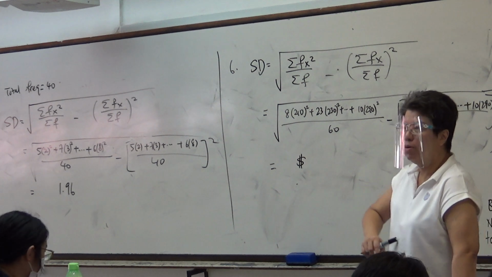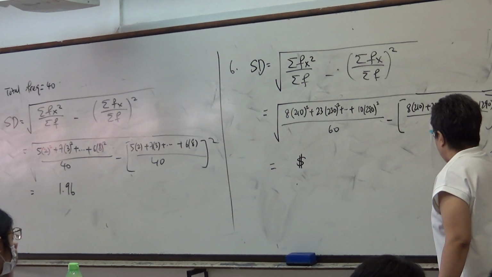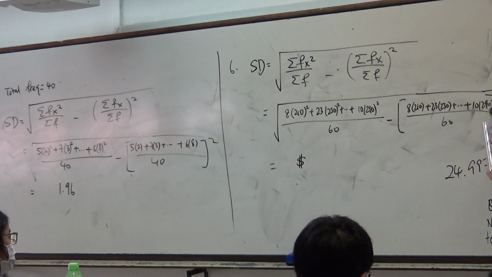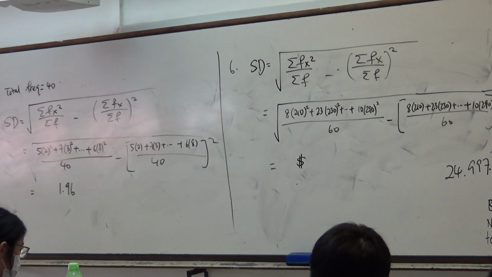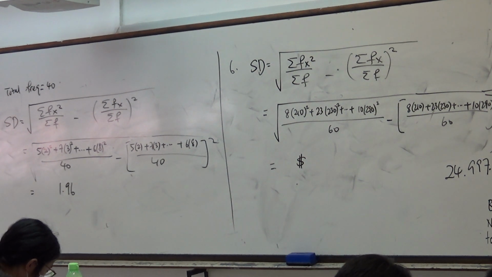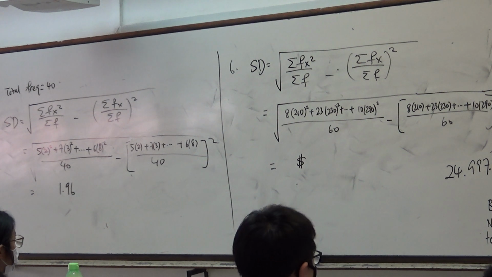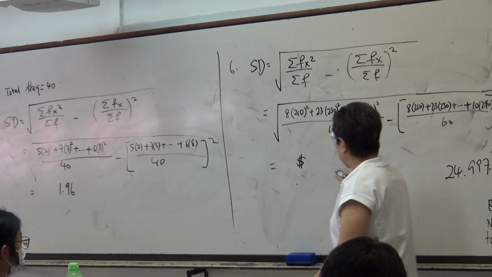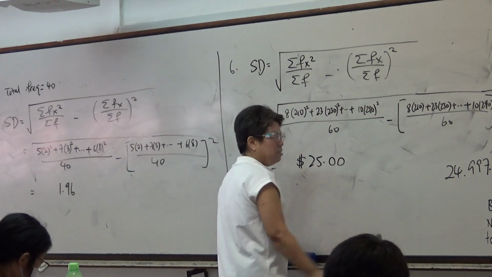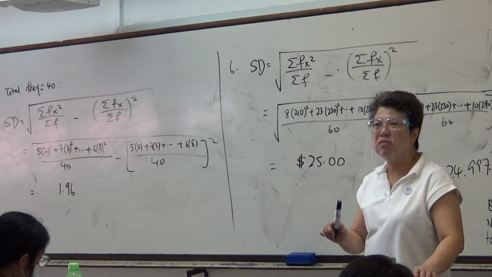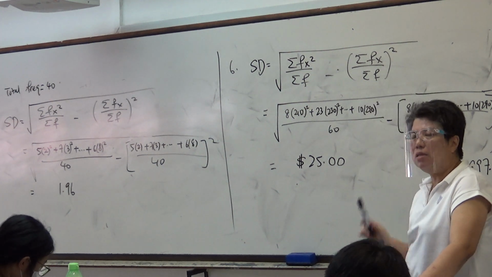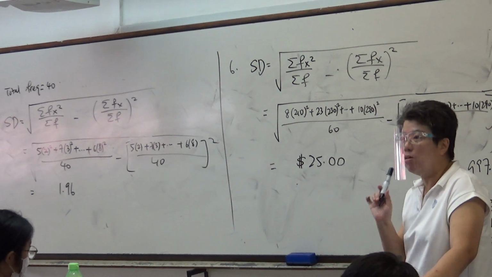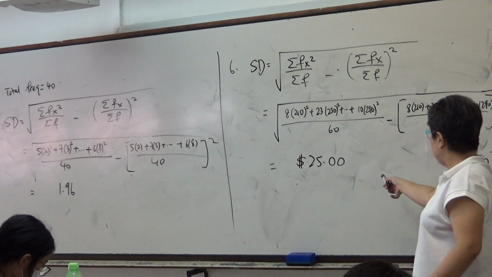What does the calculator give you? 24.1991.7, right? The calculator gives you this, right? Now, money must be given to how many decimal places? 2 decimal places, right? Okay? So, 2 decimal places, what should it be? $24.20. And I must stress this: mean, standard deviation, everything we have got units. So if it's money, it must be dollars.